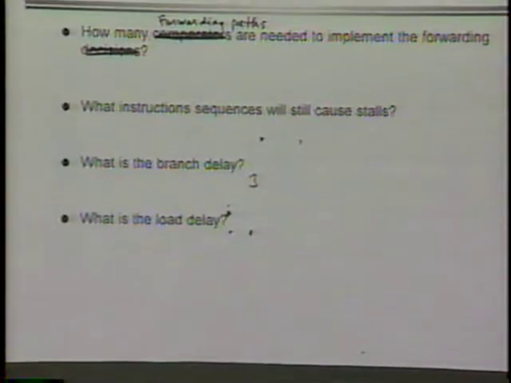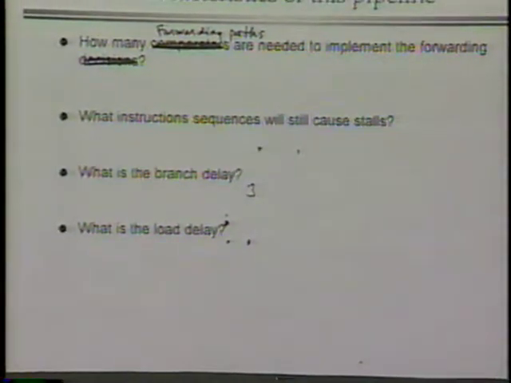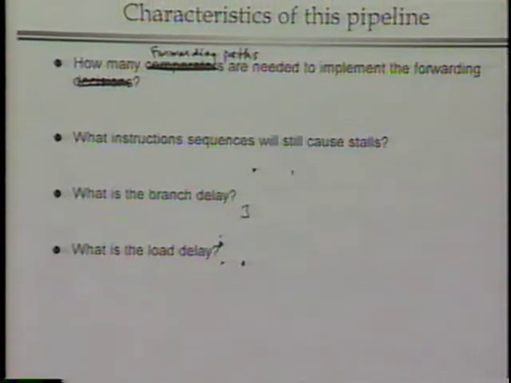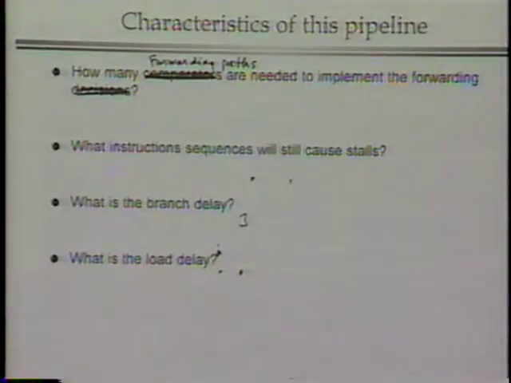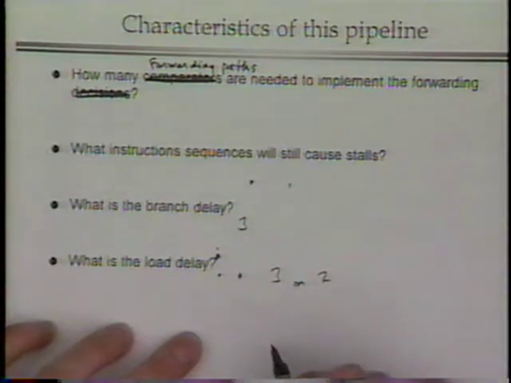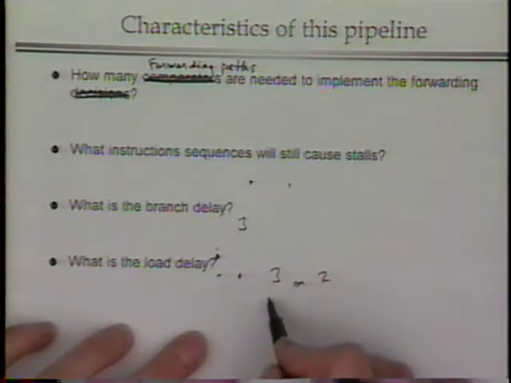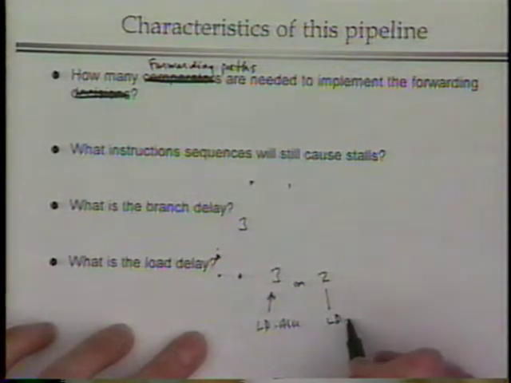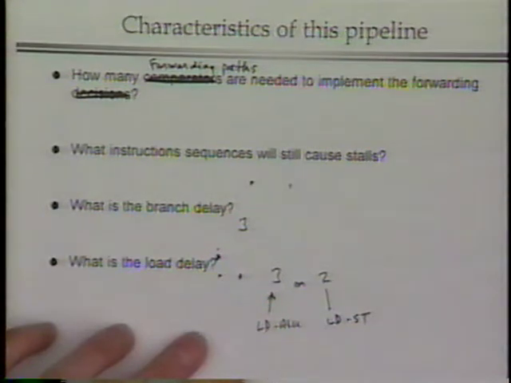What about the load delay? How much is the load delay for this machine? Three or 2 cycles, depending on the instruction that follows. Exactly. It's 3 or 2. It's 3 in the case of a load followed by an ALU operation, and 2 in the case of a load followed by a store. Very good.